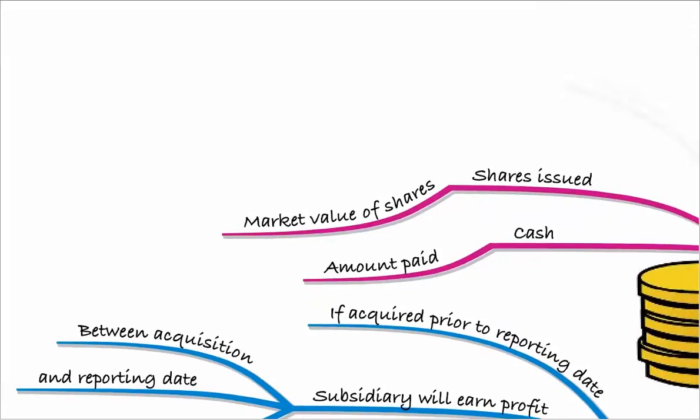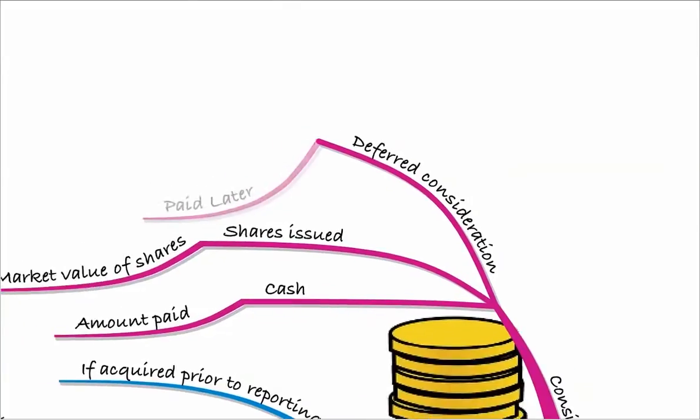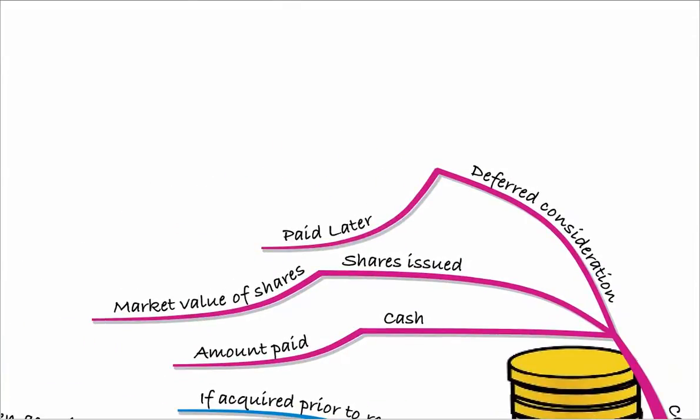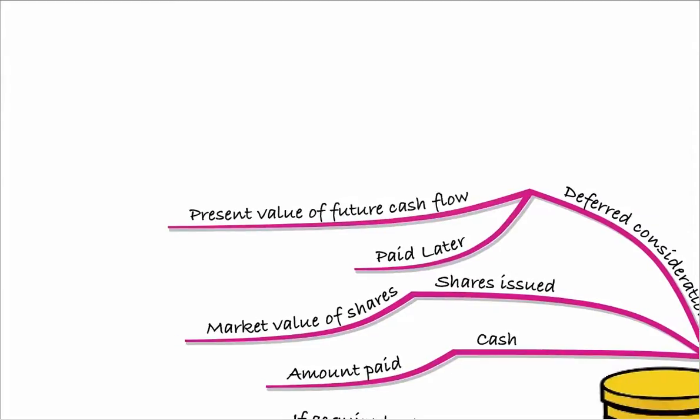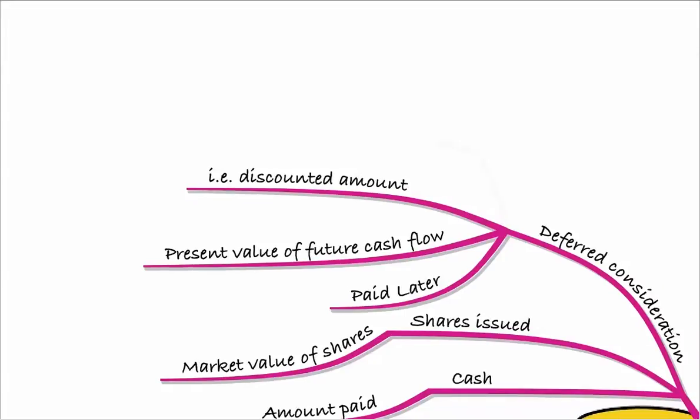We then had some tricky ones like deferred consideration. Remember, this was an amount that would be paid later. And we had to bring it in as the present value of future cash flows. So the present value of the amount we were going to pay, i.e. we needed to discount the amount. Now we needed to learn how to do this.